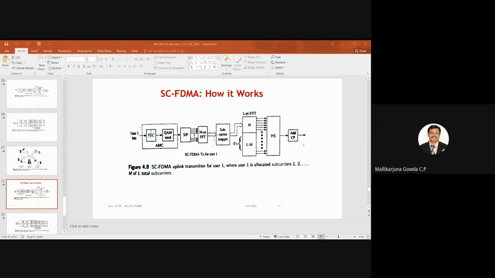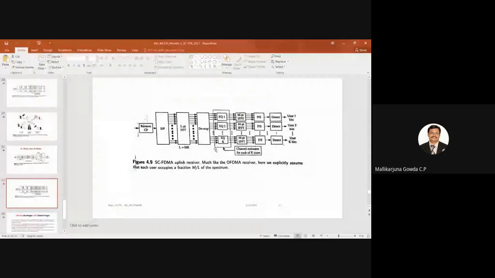What is added here? The FFT operation will be done at the transmitter side only. By doing FFT and IFFT, it will nullify the operation, that is, nullify the requirement of a high power amplifier. That is what I wanted to say. Let me continue this in the next class, I feel.